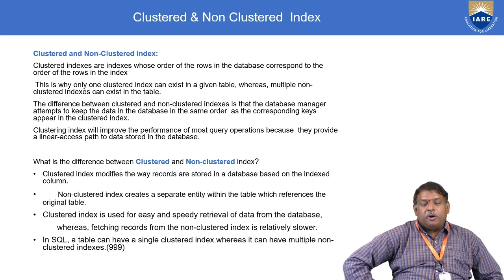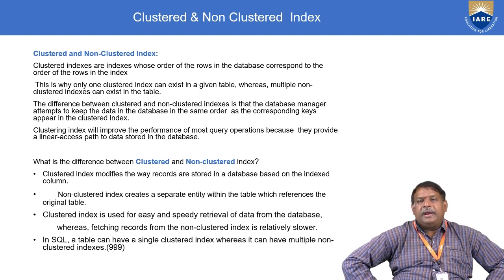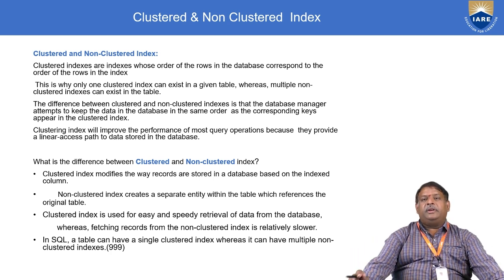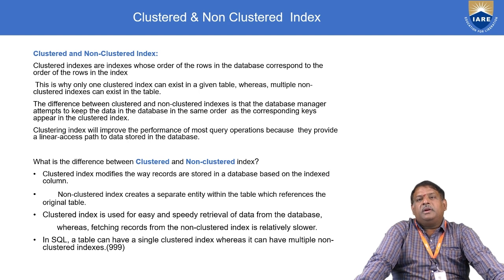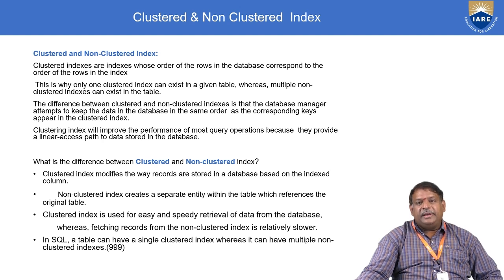Now, let us see the difference between clustered and non-clustered index. A clustered index modifies the way the records are stored in the database based on the indexed column. A non-clustered index creates a separate entity within the database which references the original table. A clustered index is used for easy, speedy retrieval of data, whereas fetching records from a non-clustered index is relatively slower. In SQL, a table can have a single clustered index, whereas it can have multiple non-clustered indexes.